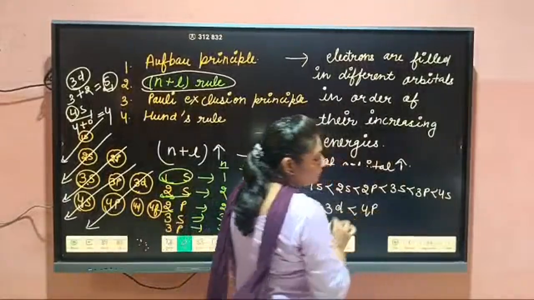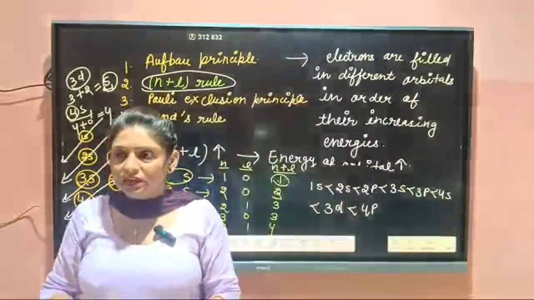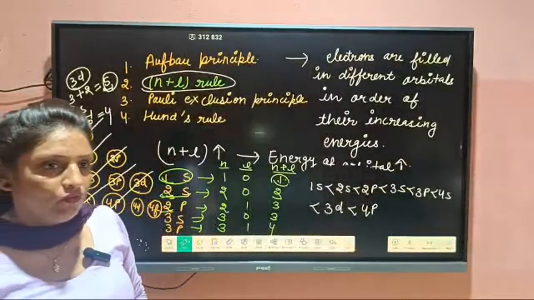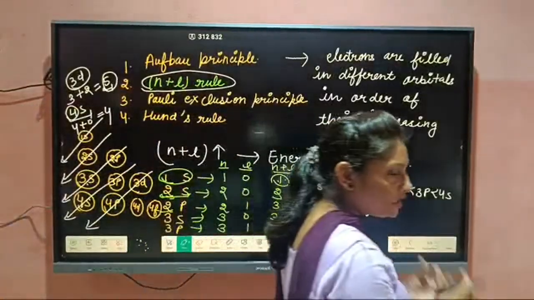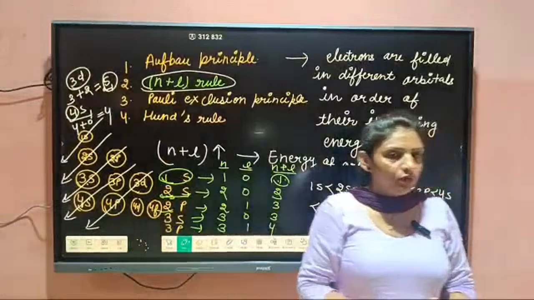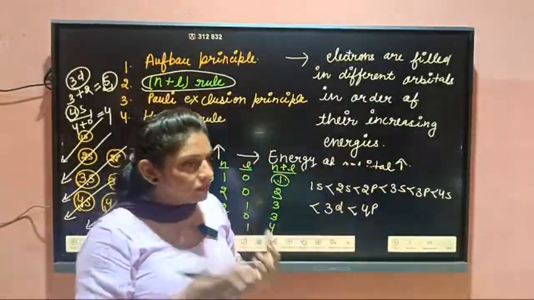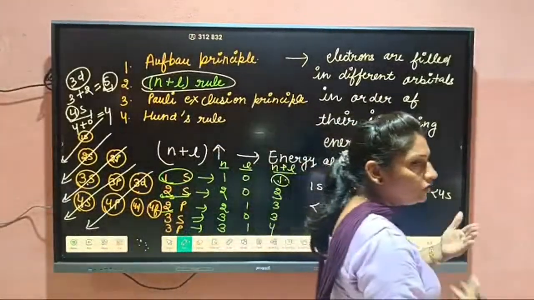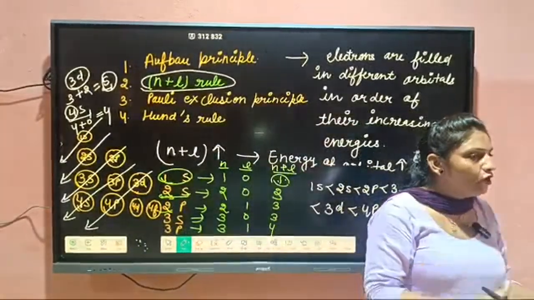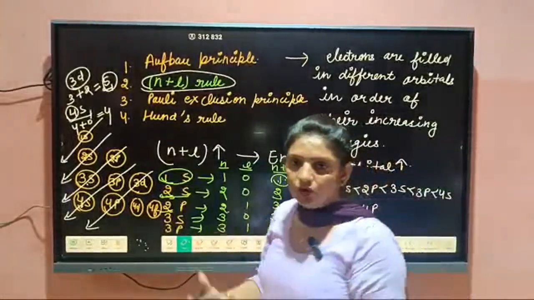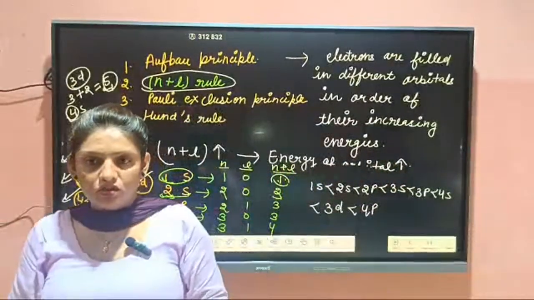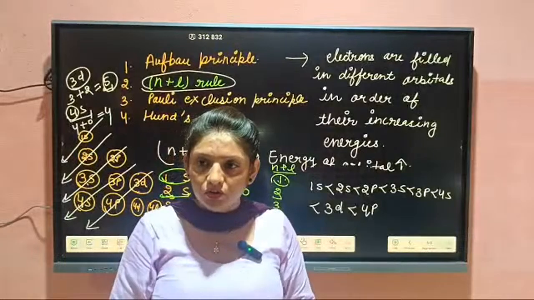In this way, we will see n plus L value for different orbitals. The orbital which has a less value of n plus L, its energy will also be less, and if value of n plus L is more, then energy will also be high. Is it clear to you or not?